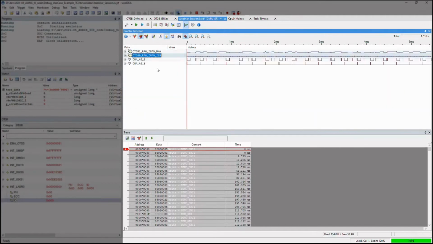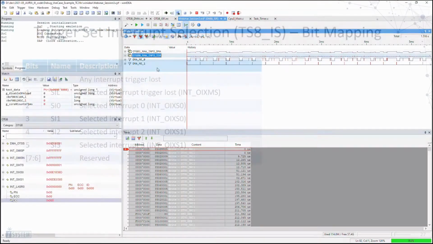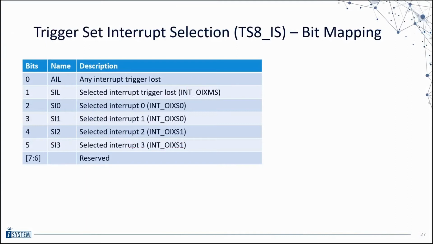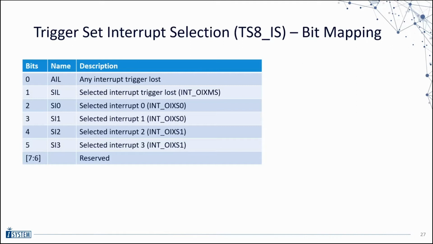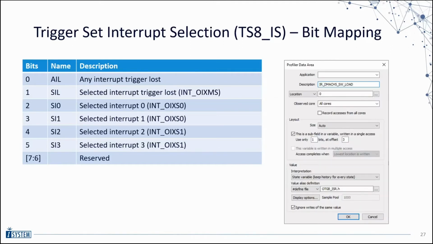As before, looking at the raw data is not too helpful, so we have to look at the trigger set encoding of TS8IS. Each of the 4 selected interrupt requests has a bit that tells us whether it has a pending request or not. Again, we can use WinID's bit masking feature to create a data area for each bit.